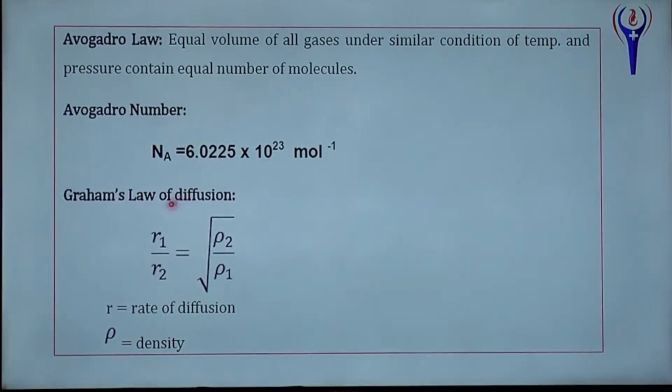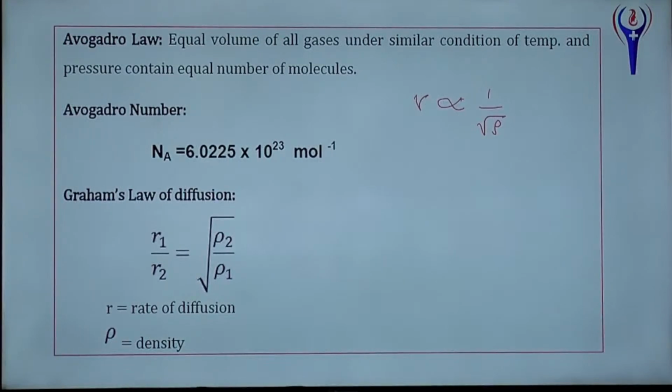And next is Graham's law of diffusion. Graham's law of diffusion states that rate of diffusion R is inversely proportional to square root of the density. This is the Graham's law of diffusion. State Graham's law of diffusion. Rate of diffusion R is inversely proportional to square root of the density.